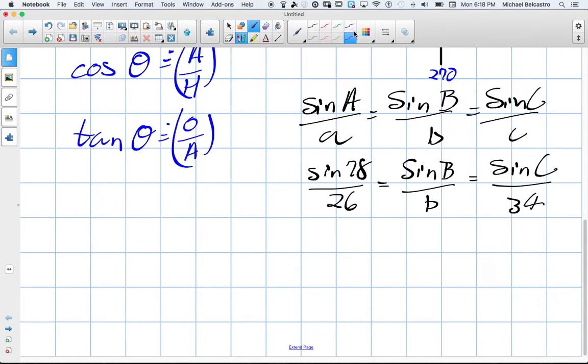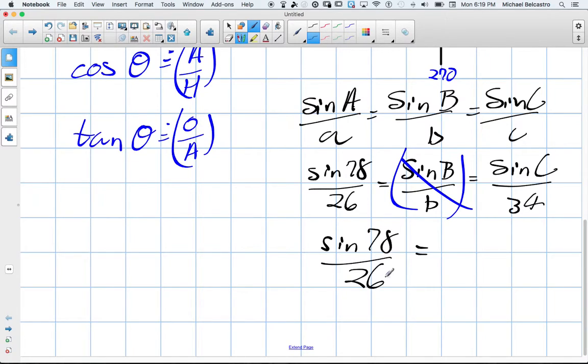Now, because this is a ratio of essentially 3 different things, this one we have no information about, so we can just drop it off, and we'll just work with the 2 on the outside. They're technically equal to each other. And this way we only have 1 variable to solve for. It's very hard to solve for more than 1 variable. There's a lot more complicated math involved. So we have sine 78 over 26 is equal to sine C over 34.